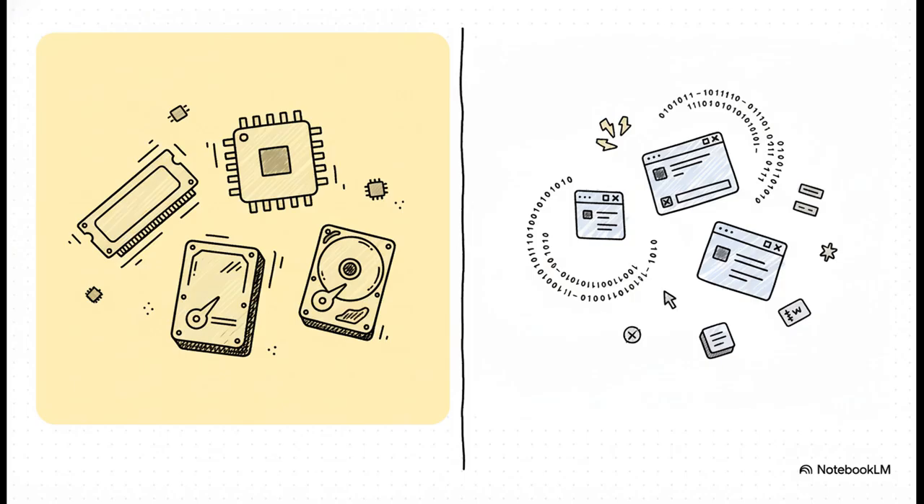Think of it like this. Hardware is the physical stuff, the brain, the bones, the body of the computer. Software is the thoughts, the instructions, the personality. Is the tool broken or are the instructions wrong? Just answering that one question literally cuts your list of suspects in half.